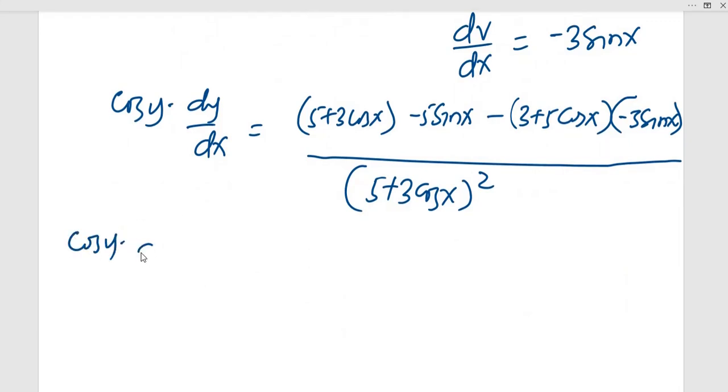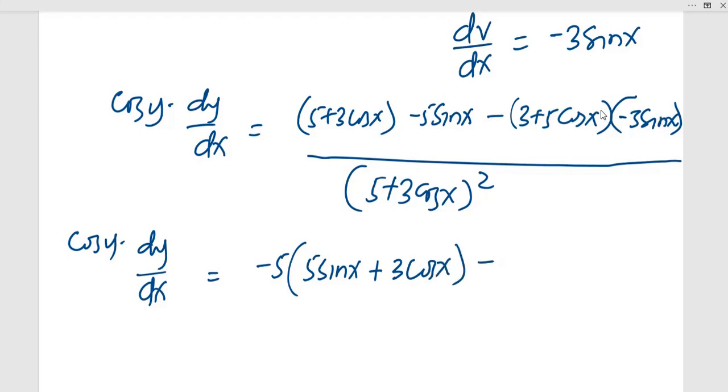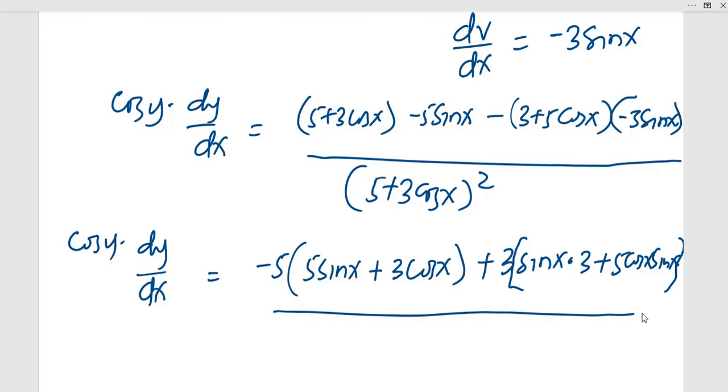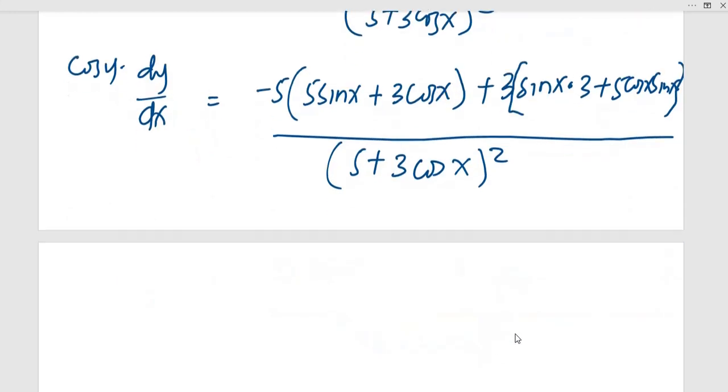So we have cos y times dy/dx, which will equal, if I open brackets here, this is negative, 5 into the bracket will be 5 sine x, then plus 3 cos x, then minus, remember I have a negative here, so it will be plus 3 sine x times 3, then plus sine x times 5 cos x, so I will have 5 cos x sine x, everything still divided by (5 plus 3 cos x) squared. I still have to simplify the above expression.